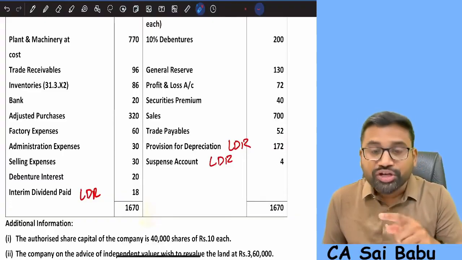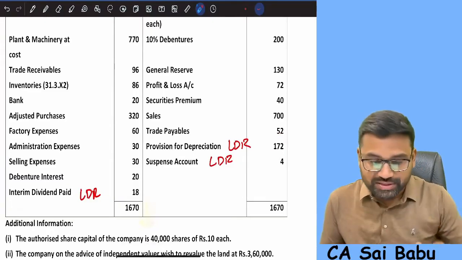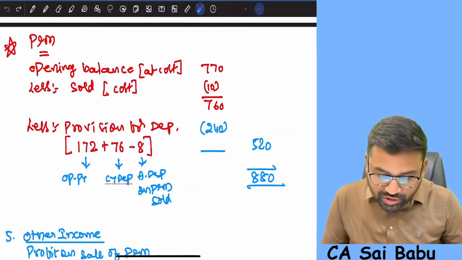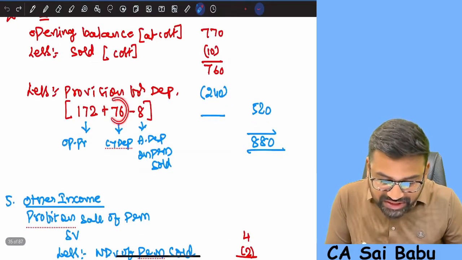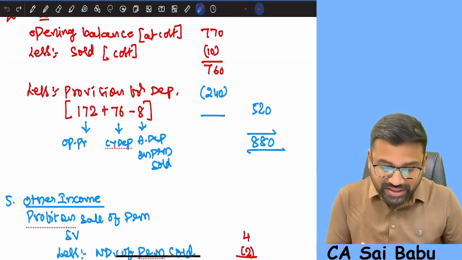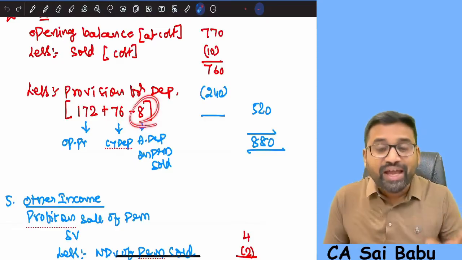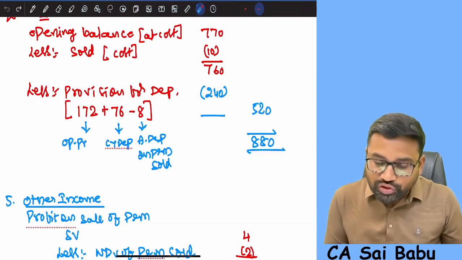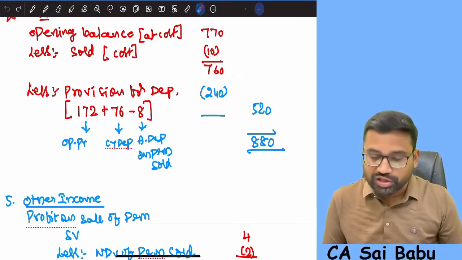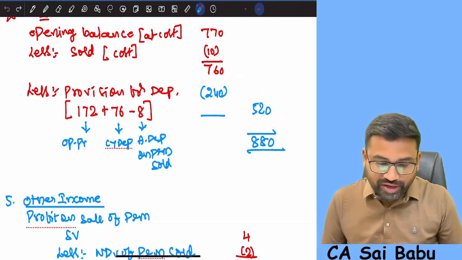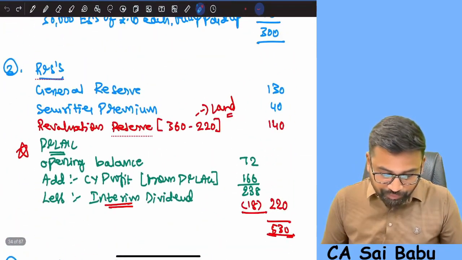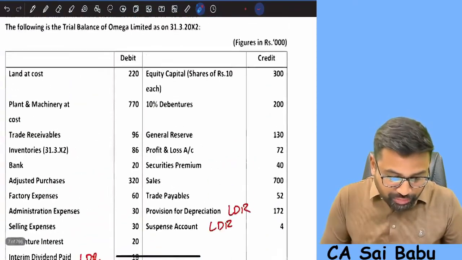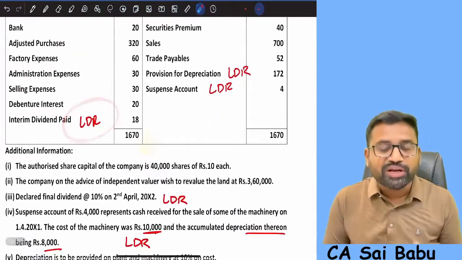Now for this, you need to make the current year adjustments. So what are the current year adjustments? Current year depreciation is 10% on 760, that is 76, minus 8. The 8 minus is the depreciation in respect of assets sold. Therefore, the closing provision for depreciation is 240. So plant and machinery will be shown at 520. Okay. And there is one more important point in the question, sir. Interim dividend paid.